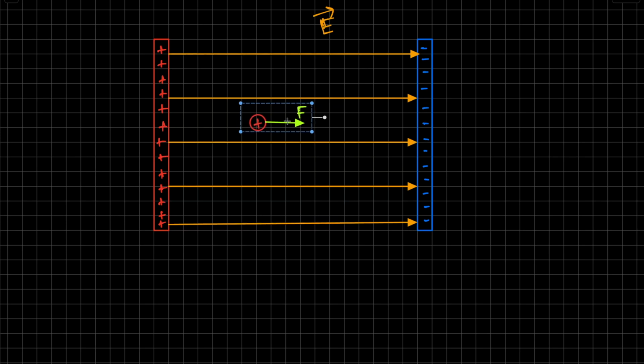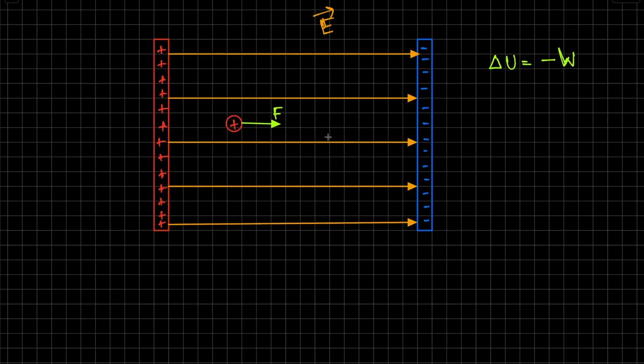But I am doing work. I'm trying to move it towards the positive charge. So I'm doing work on this charge, right? That work will be stored in this charge as its potential energy, electric potential energy. This is the equation for electric potential energy. Delta U equals minus work done on the charge.